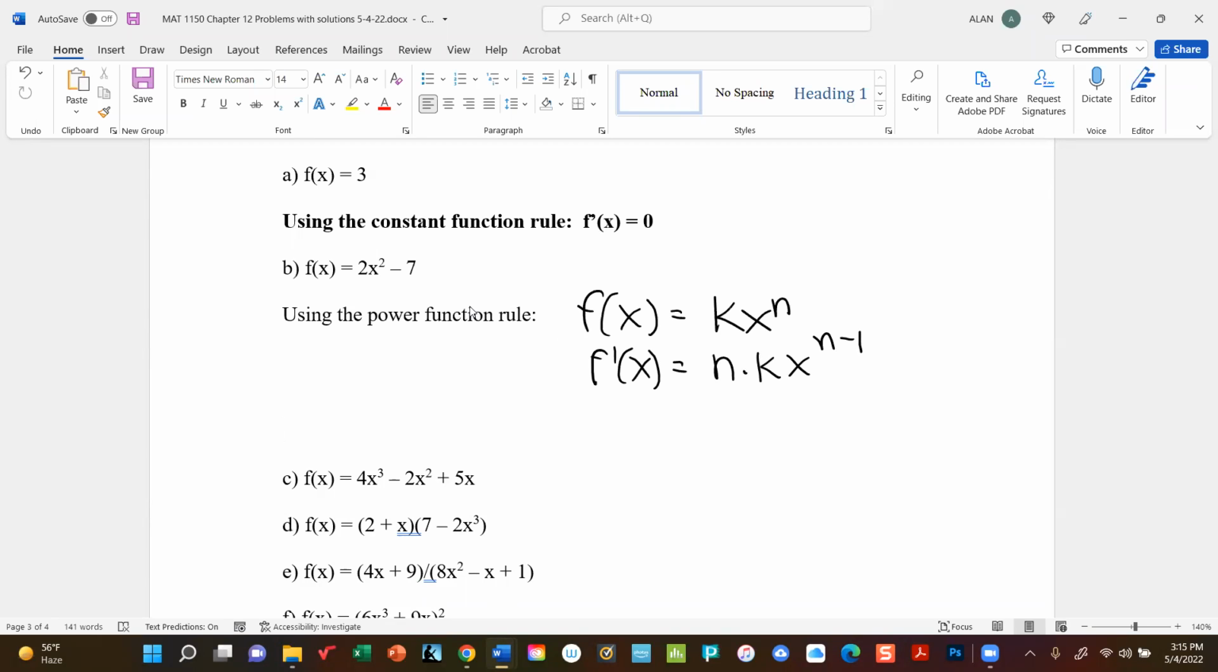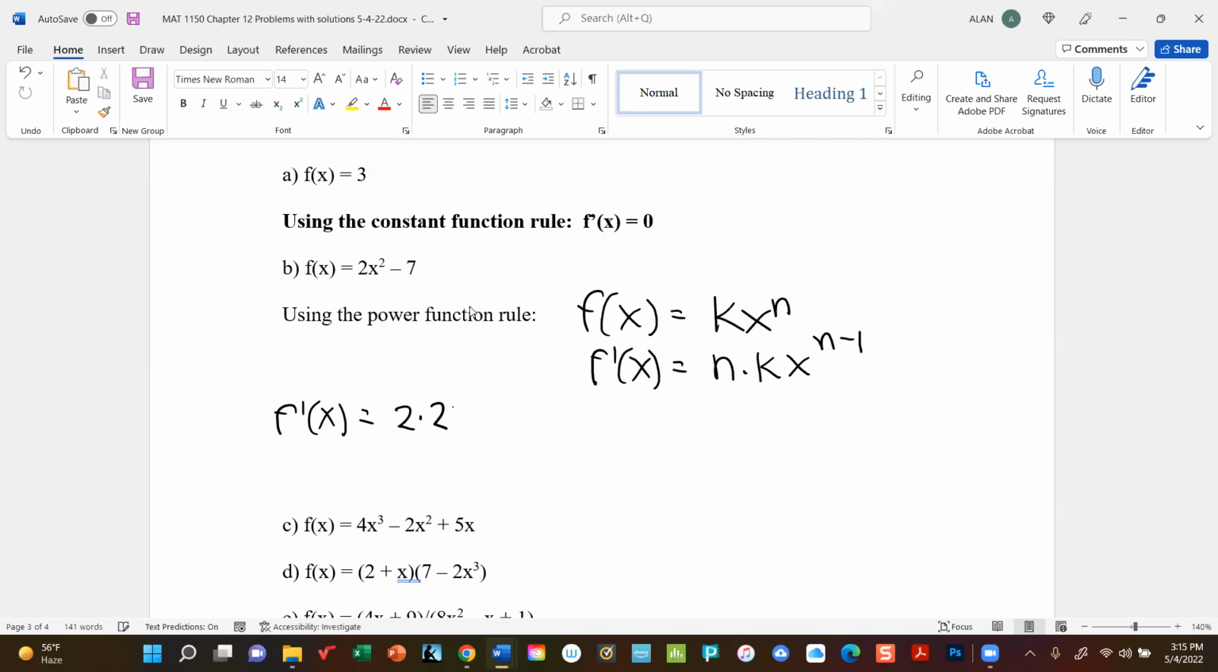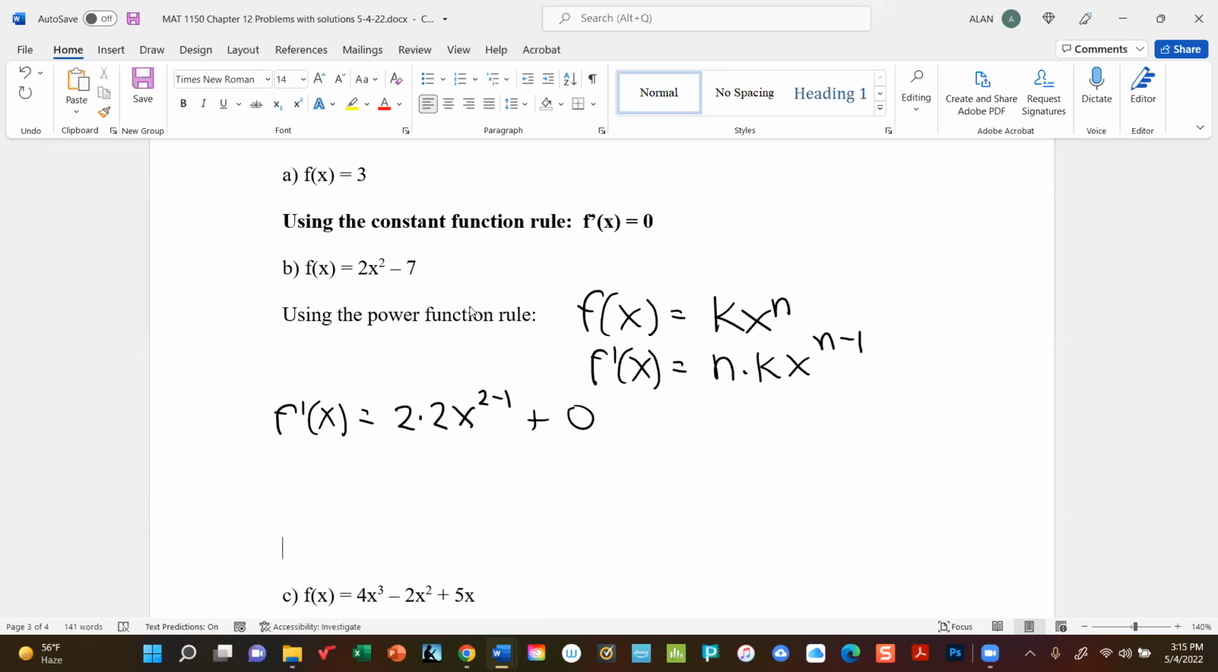So here, we have two terms. The first term, the 2x squared, we can apply this rule and we get 2 times 2 times x to the 2 minus 1. Then we don't have to worry about that 7. It's just a 0. The derivative of -7 is 0. So when we're done, the derivative is 4x. That's it. We don't have to worry about the -7 because it's a constant.